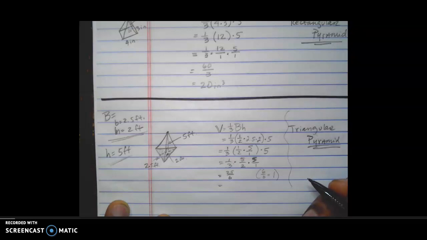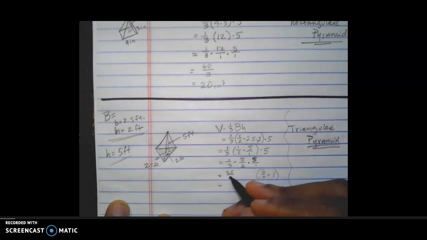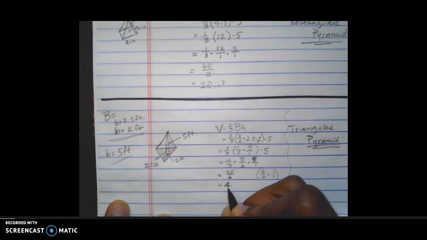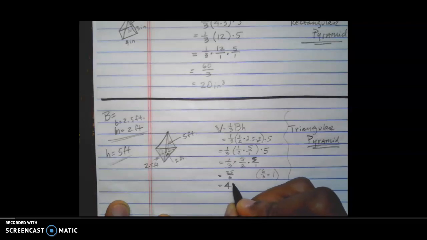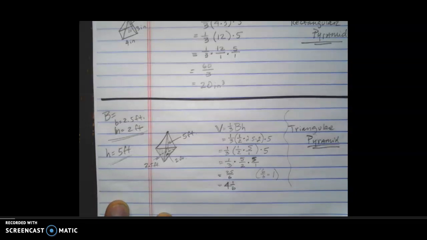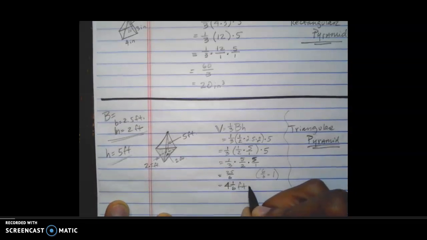18/6, 3, 24/6, 4. So I've already gotten super close without going over. So I know that I can pull 4 wholes out of there. What's left over after I've pulled 24/6? So 25/6 minus 24/6 is going to be 1/6. So that would be 4 1/6 feet cubed.